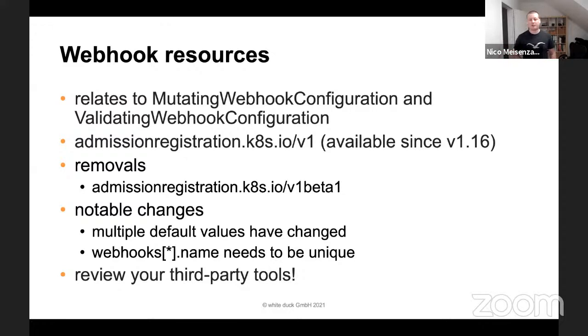But also here we have for some time now, once again, since 1.16, a stable API version. And therefore, once again, the beta version, v1beta1, got removed with 1.22. And we also have some changes here. So multiple default values have been changed in the definition. And also another big one is that the webhook name now needs to be unique.